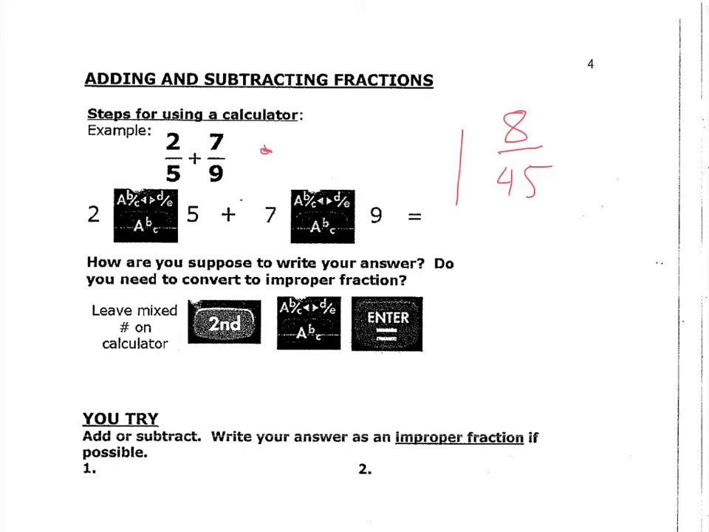Okay, so you got a mixed number, but what if you wanted to turn that into an improper fraction? If you wanted to do that, all you would have to do is leave what's on your screen, then push second, then ABC, and enter. And what ends up coming out is 53 over 45. So this really simplifies moving numbers from improper fractions to mixed numbers and vice versa.